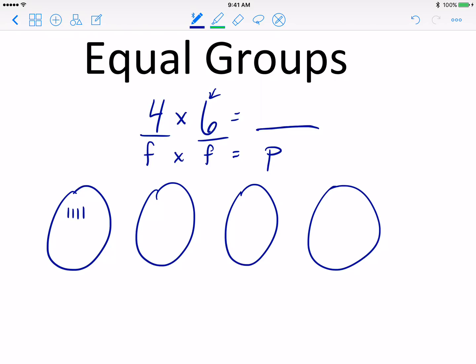1, 2, 3, 4, 5, 6. Okay? 1, 2, 3, 4, 5, 6 in each of the groups.